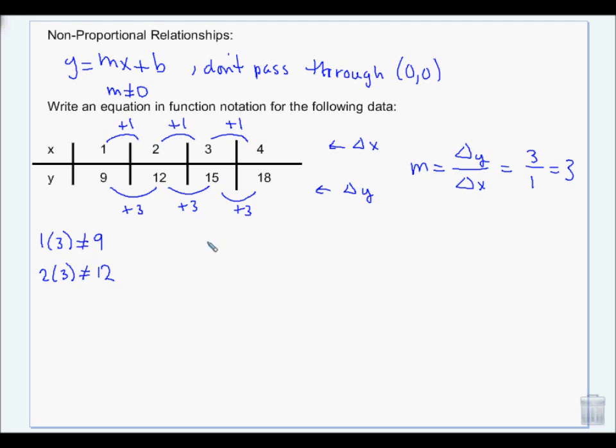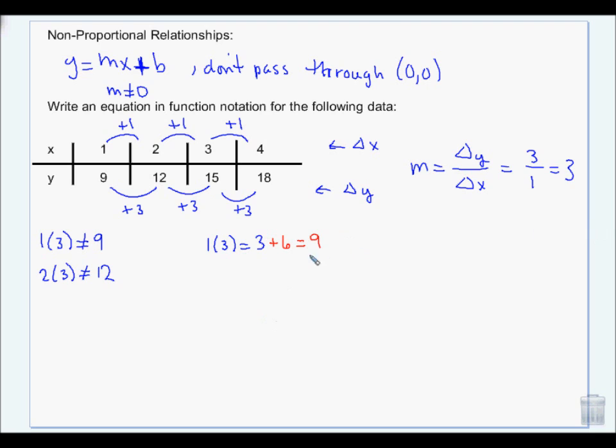So what I have is 1 times 3 is 3, but I need 9. How do I turn a 3 into a 9? It's always going to be a plus at the end here. See this plus b? So we're going to add how much? If I add 6, I can get 9.